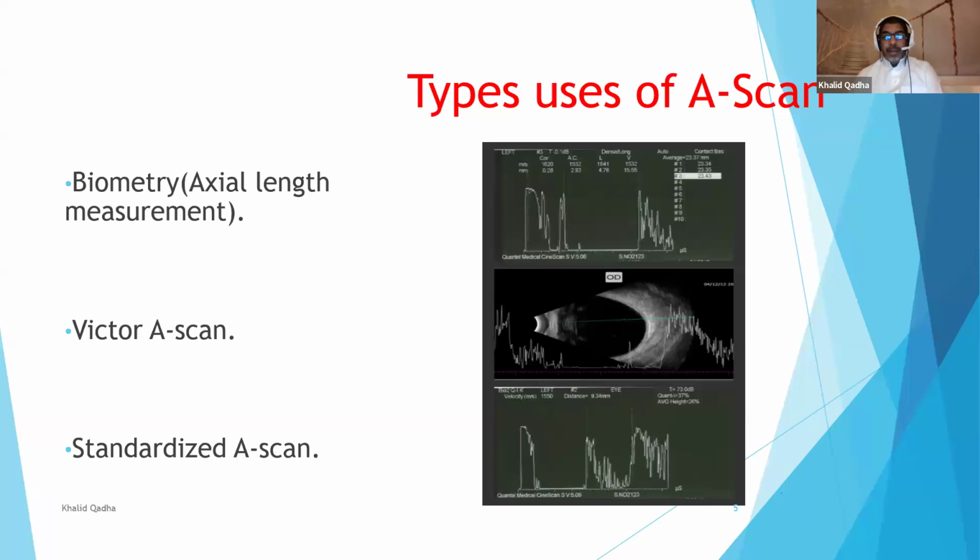But the main A-scan is the standardized A-scan for the lesion. It's more useful. It gives more signature about the lesion, and also sometimes gives us a clue if this lesion's vascularization is high or not.